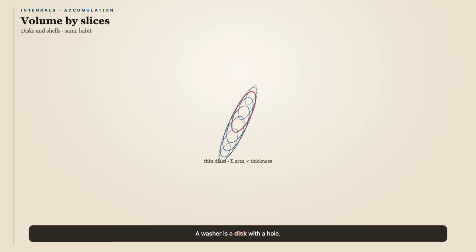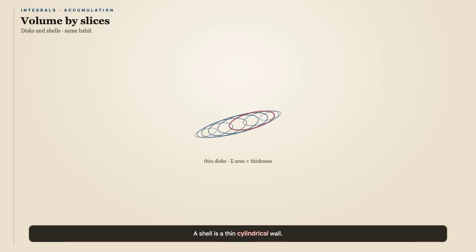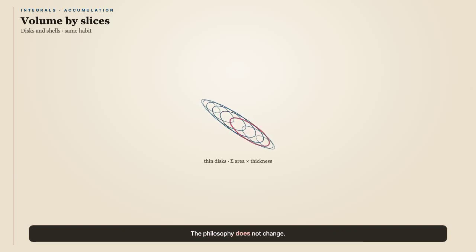A washer is a disk with a hole. You subtract the inner radius contribution from the outer one, still at each station along the axis, still times a tiny thickness. A shell is a thin cylindrical wall. Its volume is roughly circumference times height times thickness. Whether you prefer disks or shells is a question of which radius is easier to write. The philosophy does not change. Thin pieces, honest sum, limit.